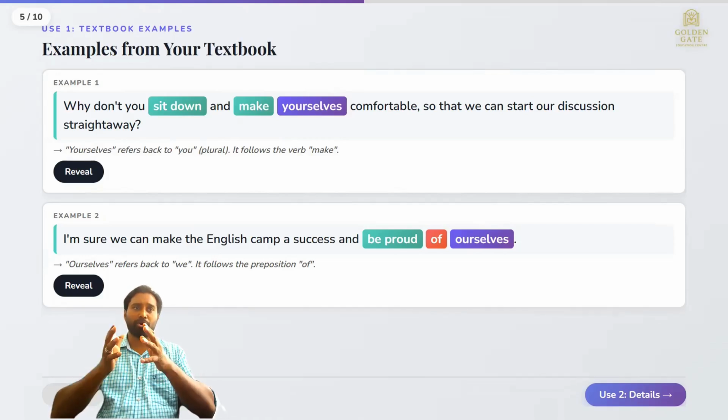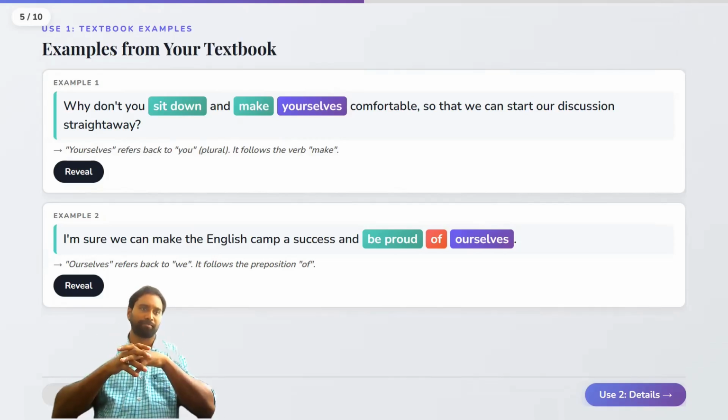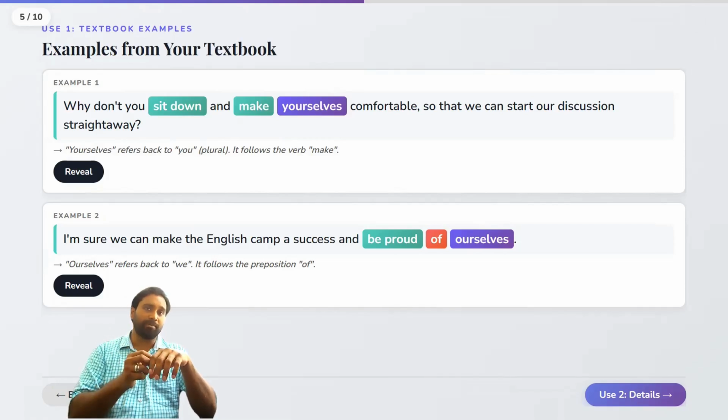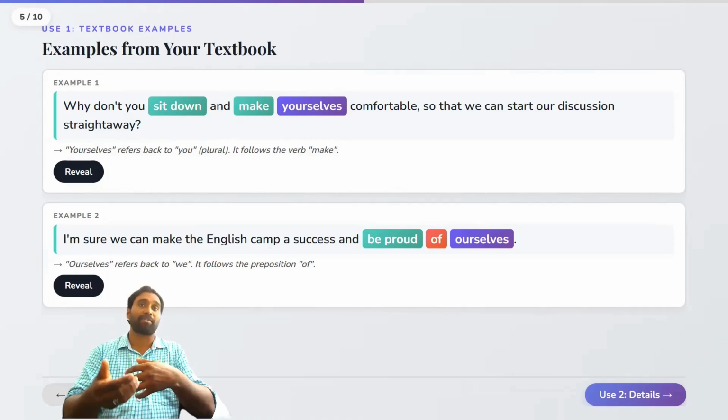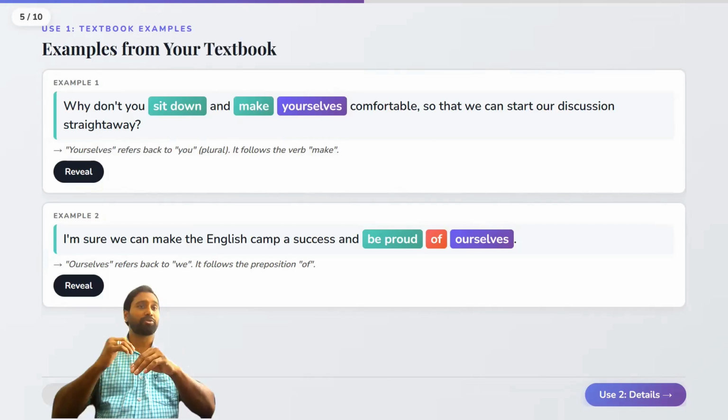Right after the preposition of. Be proud of ourselves. Now, children, can you see the pattern? In both the examples, we noticed the reflexive pronoun refers back to the subject of the sentence. And in the first example, the reflexive pronoun came after the verb. In the second example, the reflexive pronoun came after the preposition. Okay. Now let's move on to the second use.